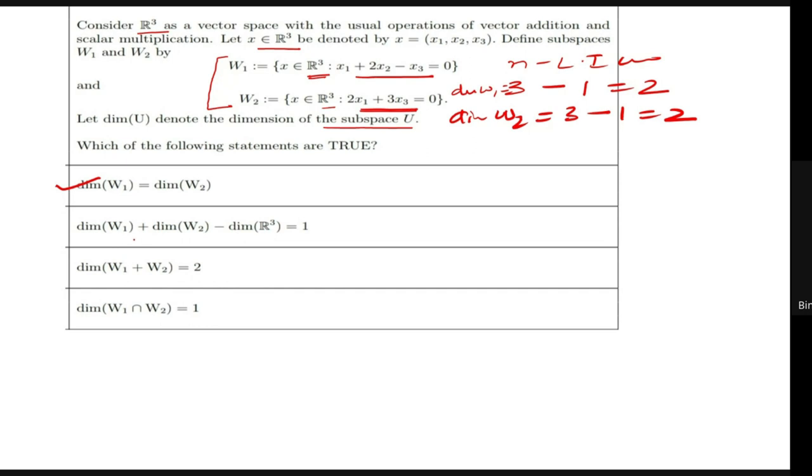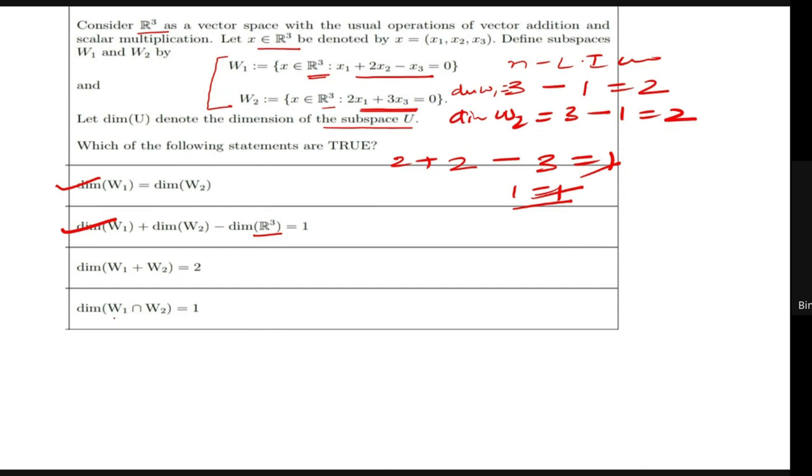Now the second option says dimension of W1 plus dimension of W2 minus dimension of R3 equals 1. You know dimension is the number of elements in the basis. So the dimension of W1 is 2, plus dimension of W2 is 2, and dimension of R3 is 3. 4 minus 3 is 1, equals 1. That is correct. So option 2 is also correct.